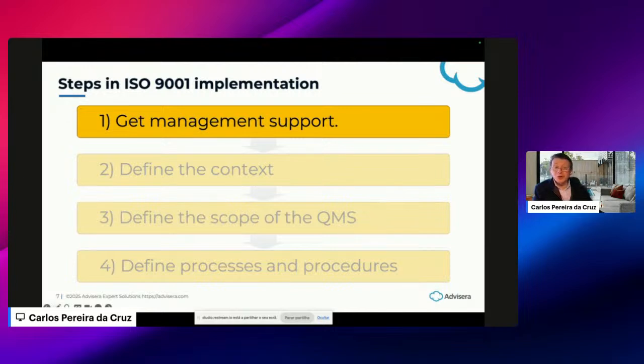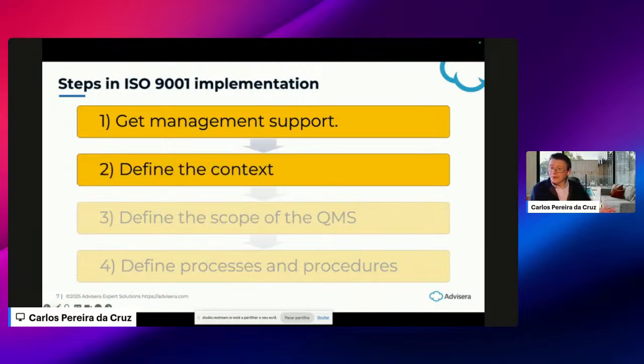This support is crucial for successful ISO 9001 implementation. Plan how to persuade management that ISO 9001 is beneficial and outline its advantages, okay? So I'll leave you a link for an article called 4 Crucial Techniques to Convince Your Top Management About ISO 9001 Implementation. Now comes what?